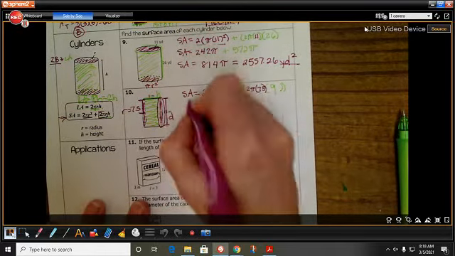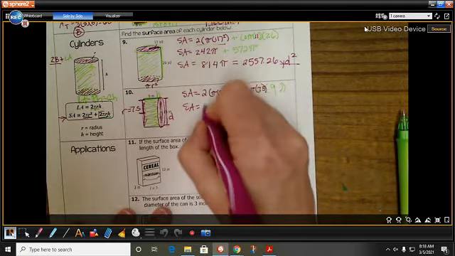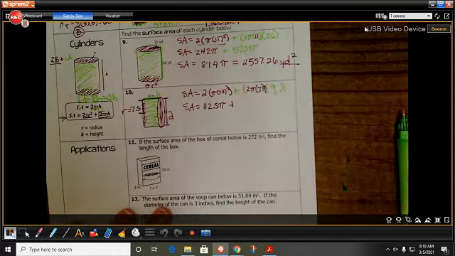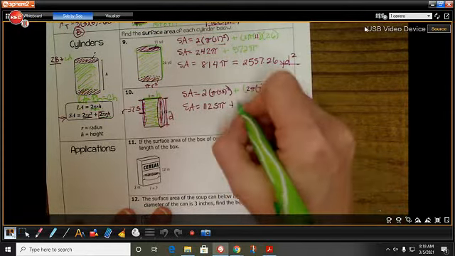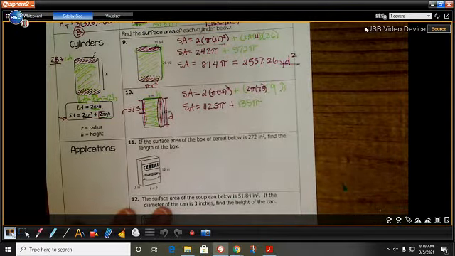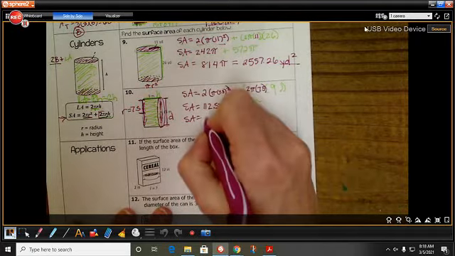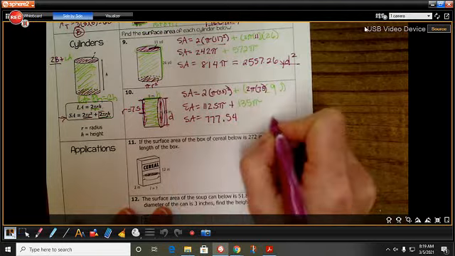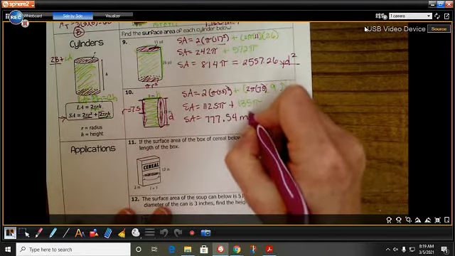Let's see, 7.5 squared times 2, that's going to be 112.5 pi's. And then I'm going to add in, let's see, 7.5 times 2 is 15, times 9 comes out to be 135 pi's. And so my total surface area, you can plug that in, put it in with pi, and you end up getting 777.54. And then you don't want to leave your area naked, so you say, okay, my lengths were in meters, and so my area will be in meters squared. Okay?